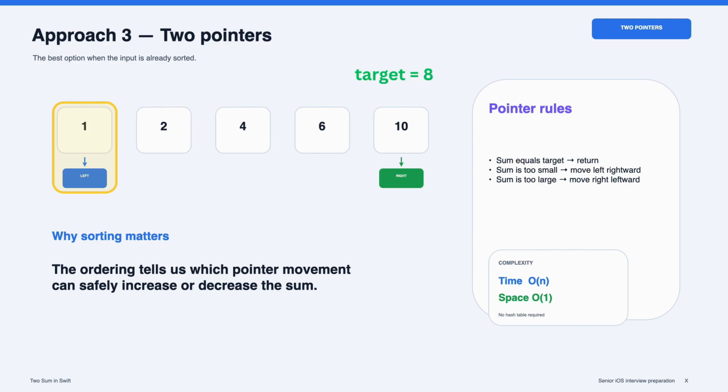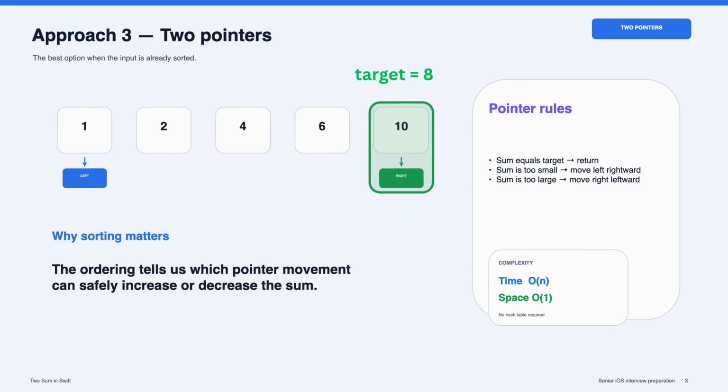We place one pointer at the beginning of the array. We call it the left pointer. We place another pointer at the end of the array. We call it the right pointer. Now we calculate the sum of the values at these two positions. Initially, it will be 1 plus 10 equal to 11.